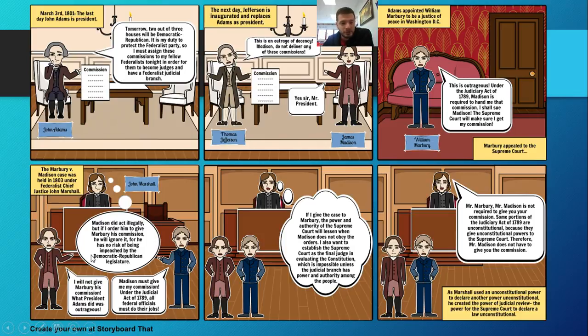And then here's Marshall's thinking. It says, Madison did act illegally, but if I order him to give Marbury his commission, he will ignore it, for he has no risk of being impeached by the Democratic Republican legislature. That's the party that had just taken power.